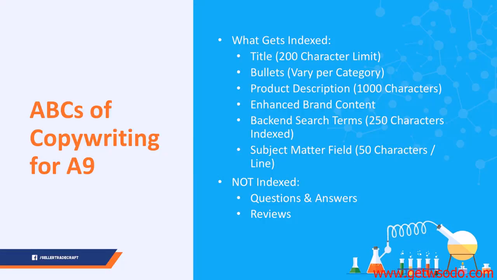So the ABCs of copywriting for A9. Now remember, A9 is what we had discussed in the previous lesson. That is the algorithm in which Amazon places relevant listings to relevant keyword searches. So we actually have inside information from Amazon, and they essentially have confirmed to us after talking to a product manager who works on the A9 algorithm that essentially the Amazon algorithm works to index the title, the bullets, the product description, the enhanced brand content, the backend search terms, and the subject matter field. These are the six key parts of the listing that get indexed.